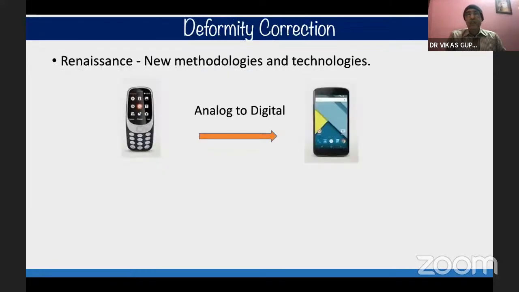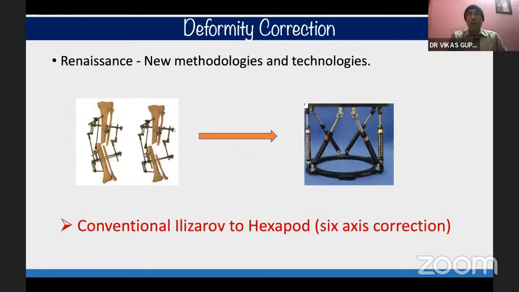Now, with the introduction of the hexapod, we all know that deformity correction has taken a leap. In fact, I would say this is like a renaissance. With the introduction of new methodologies and technologies in this sphere of deformity correction, as we have moved from analog to digital, we are all using smartphones. So why not move from conventional Ilizarov to hexapod, especially for deformity correction? This is the crux of my talk.